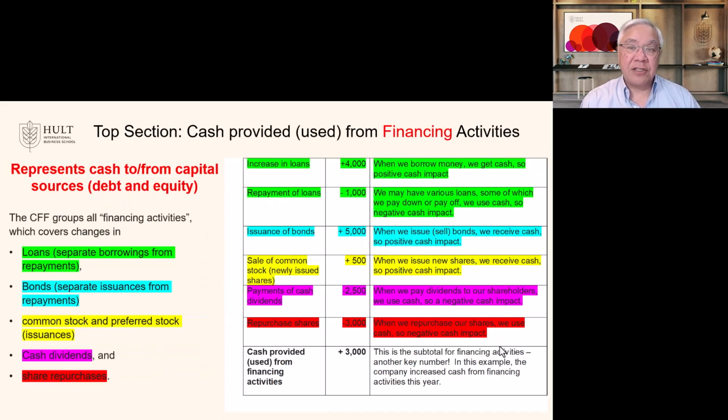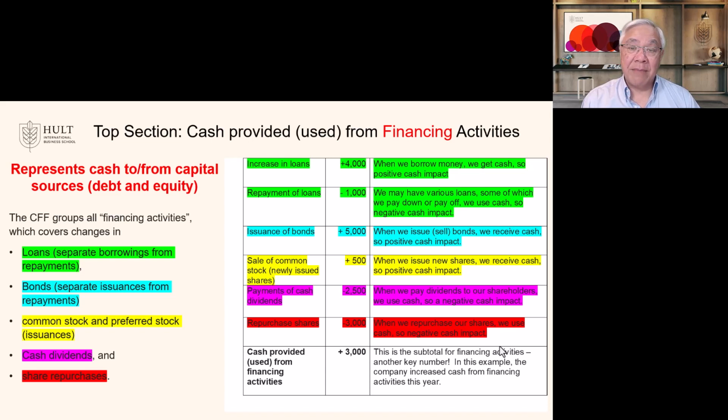Finally, the third section is financing activities. This is cash to and from capital sources, and that's again color-coded, where we have loans in green. When we increase loans, we get cash. When we decrease loans, we use cash. Blue is issuance of bonds. When we sell a bond, we get cash.